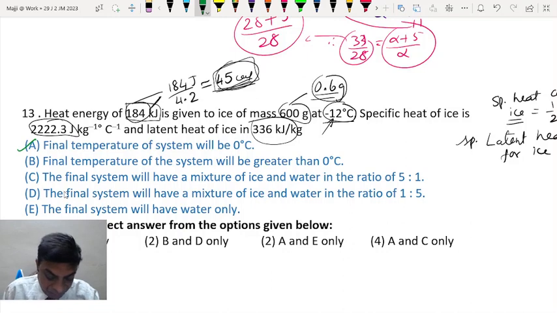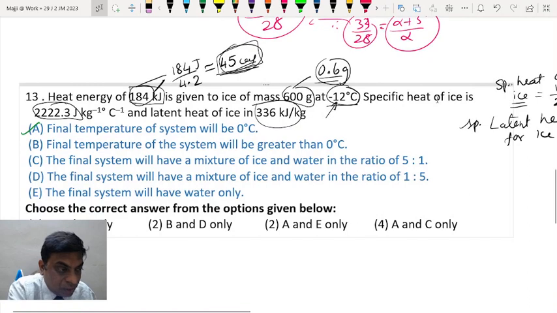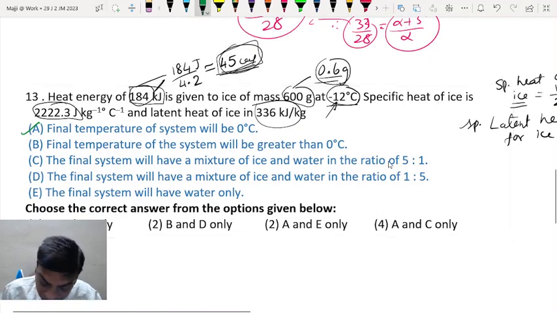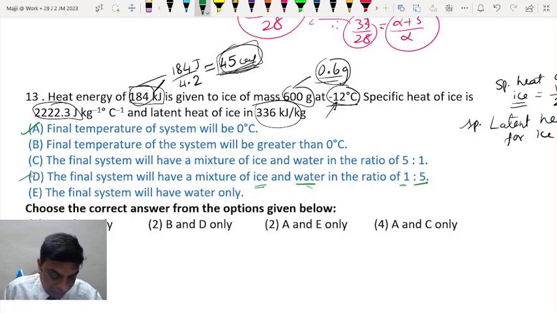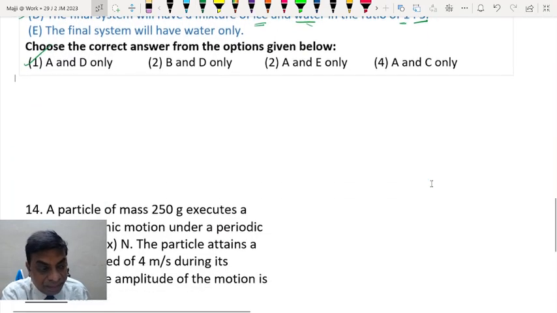That is true, and the final system will have a mixture where most of the ice has already melted, so it would have got converted into water. The ratio of water will be more and the ratio of unmelted ice will be less. So A and D are the correct options. If you attempt this way, you'll be able to save a lot of time.